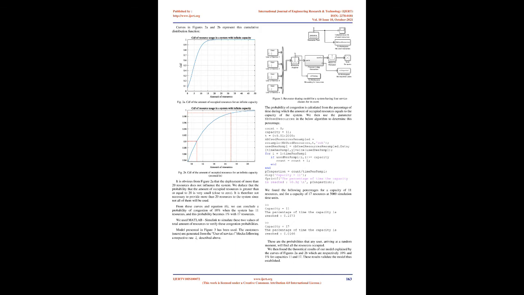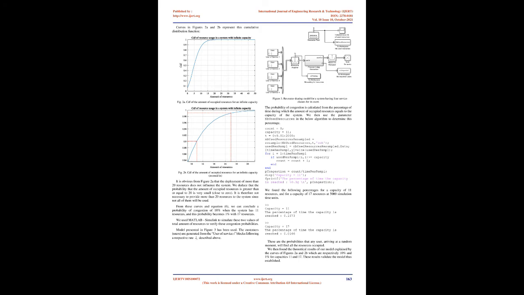The probability of congestion is calculated from the percentage of time during which the amount of occupied resources equals the capacity of the system. We then use the parameter NB used resources in the below algorithm to determine this percentage. Count = 0. Capacity = 11. T = 0:0.01:2000. NB used resources resampled = resample(NB used resources, T, ZO). Used res RSMPL = NB used resources resampled.Data. [Time res RSMPL, Y] = size(used res RSMPL). For i = 1:time res RSMPL, if used res RSMPL(i,1) == capacity, count = count + 1, end. P congestion = count / time res RSMPL. disp('capacity = 11. The percentage of time the capacity is reached: %0.3g\n', P congestion).